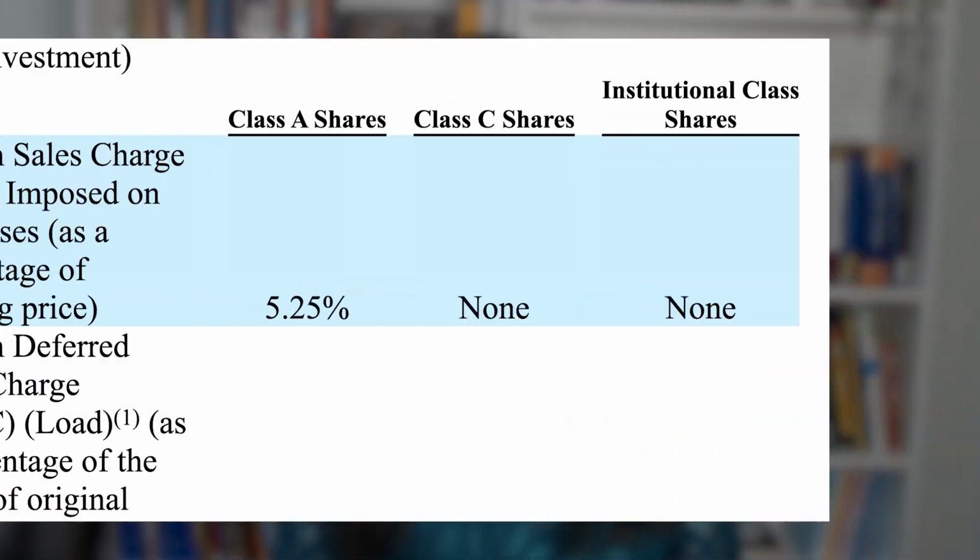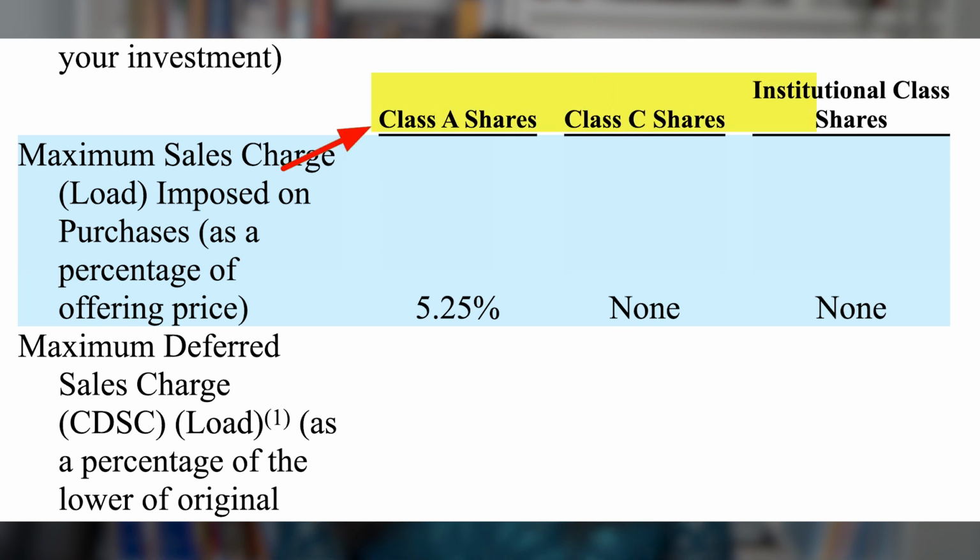On page 58, this fund has 3 share classes: Class A, Class C, and the institutional share class. It says more information about these classes is in the classes of shares section on page 123. We will go there in a minute. Let's look at the expenses first.